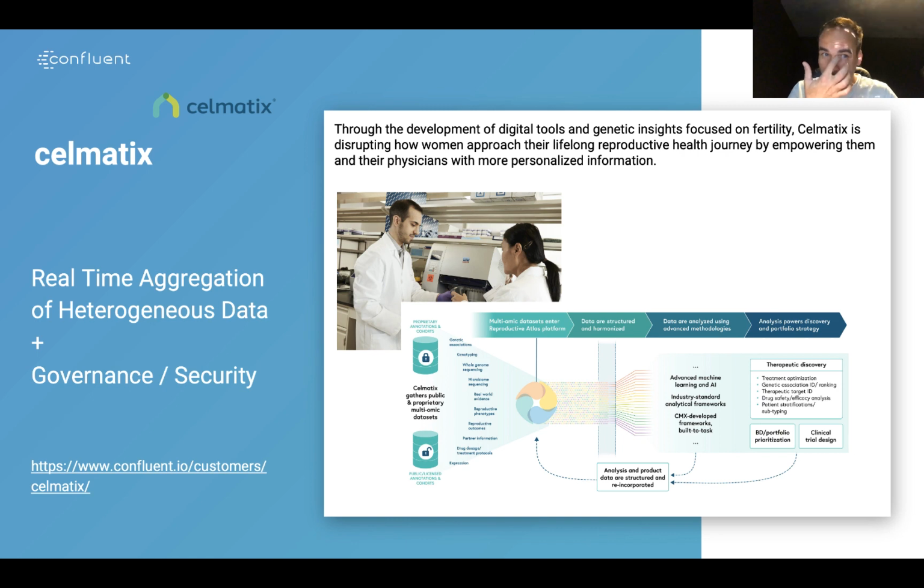And the last example is Cellmatics. Cellmatics is also building several digital tools to get genetic insights, and it's pretty interesting because for them, of course, they also need to integrate heterogeneous data. So they have many different data sources and things. And in their case, governance and security was one of the biggest points to think about. And that's what they have also implemented around an event streaming platform to do it in real time at scale.